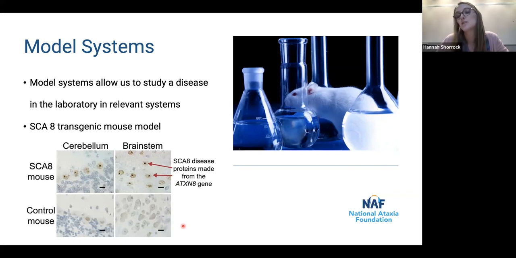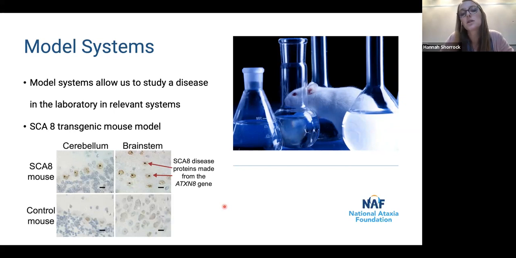And so this actually taught us that in SCA8, we actually get disease proteins that are made from the ataxin-8 gene. And so this finding was published in 2006, which is 7 years after the original publication that reported SCA8 to be caused by a CTG repeat expansion in the ataxin-8 gene. And so it wasn't until we made the mouse model that we actually understood that this CTG repeat expansion in ataxin-8 is also a CAG expansion in the ataxin-8 gene on the opposite strand. And it's from that ataxin-8 gene that these proteins are made. And we're going to keep thinking about these disease proteins throughout this talk.